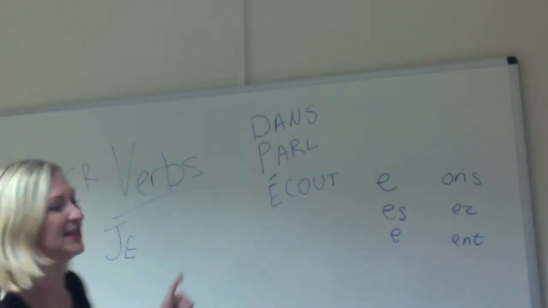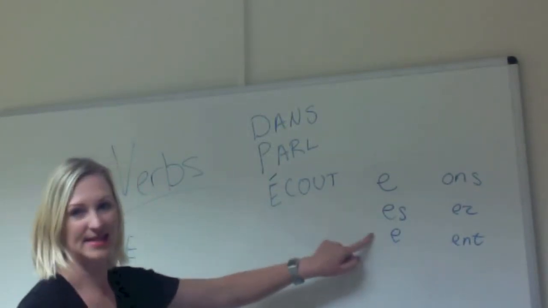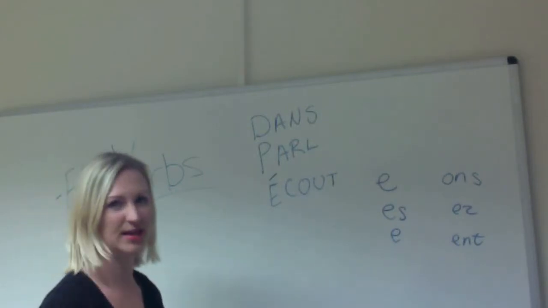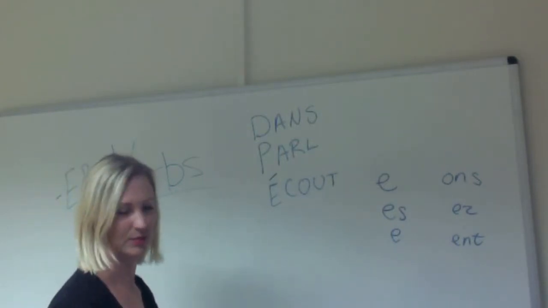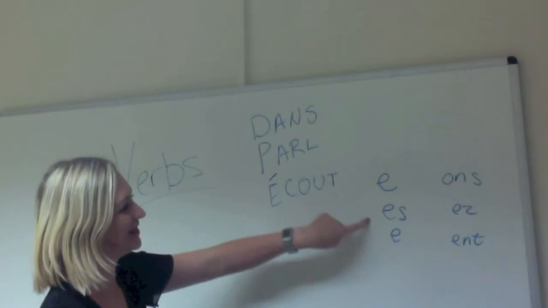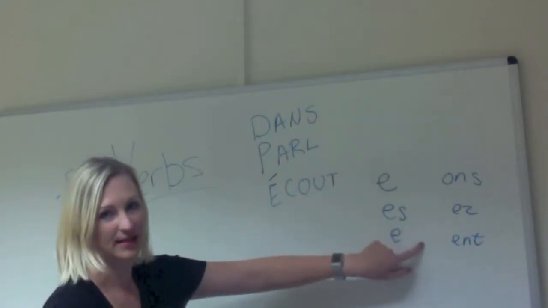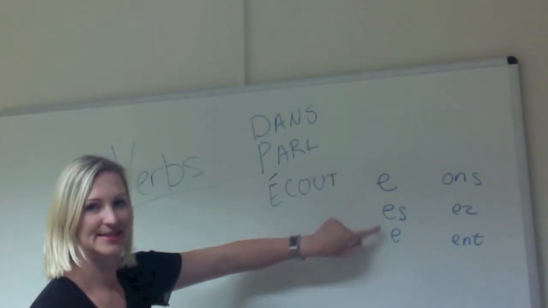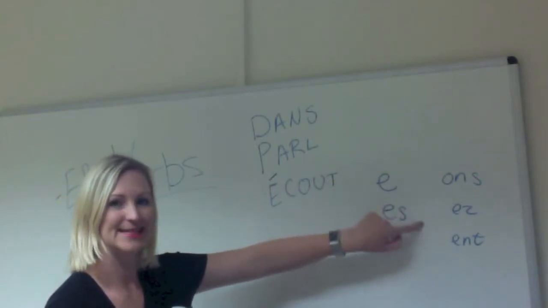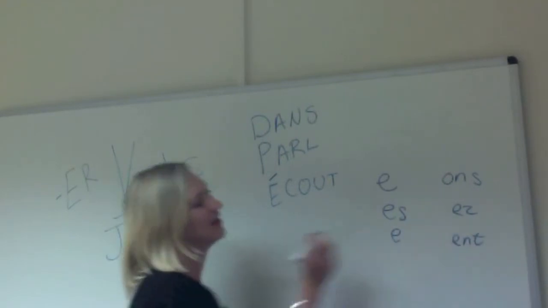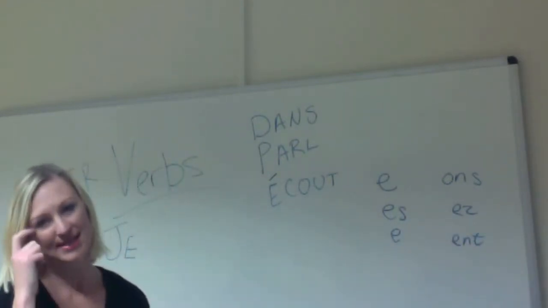Let's go. E, ES, E, ONS, EZ, ENT. Now that was slightly out of rhythm. I'm going to make it much better for you. E, ES, E, ONS, EZ, ENT.